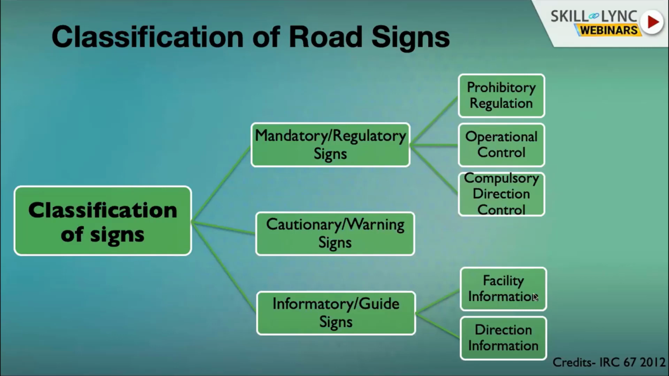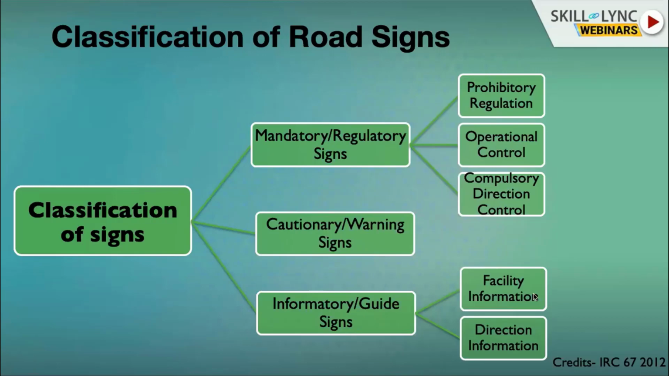Next among this category are the cautionary or warning signs. These are the signs which are placed before a hazard, I can say. This may be a designed hazard, like a sharp turn ahead or a steep gradient ahead. These are designed and kept within the applicable standards, but however, a driver needs to be warned that he needs to take a bit of caution.